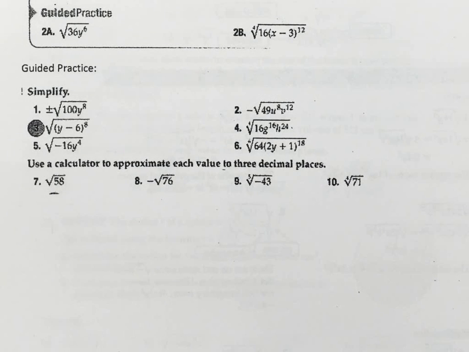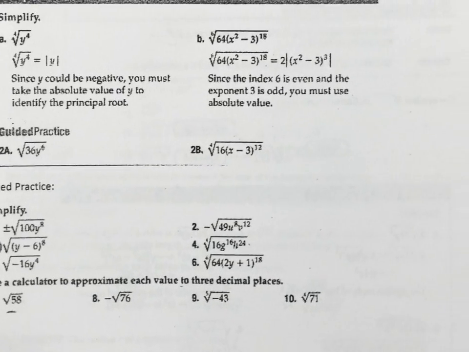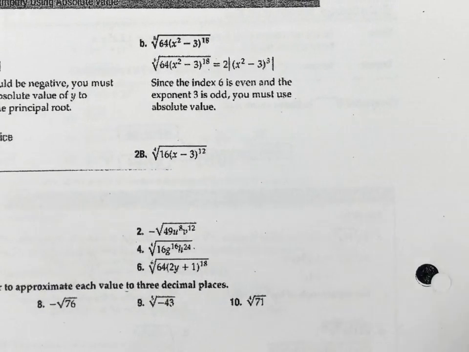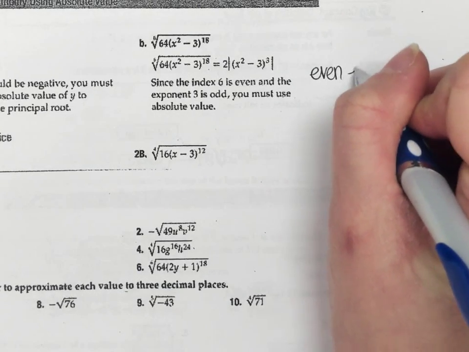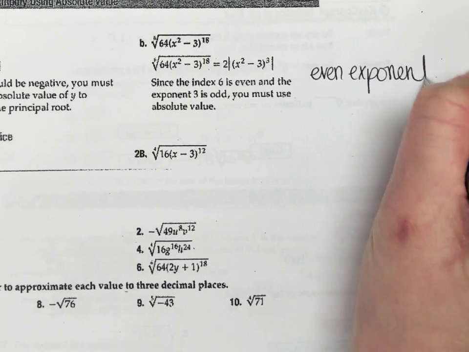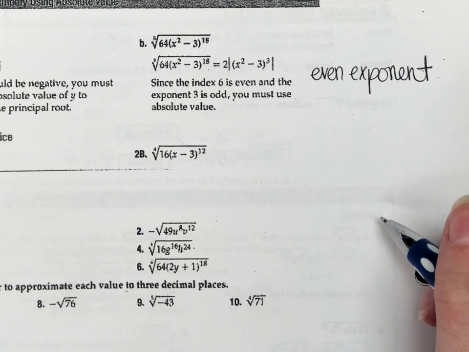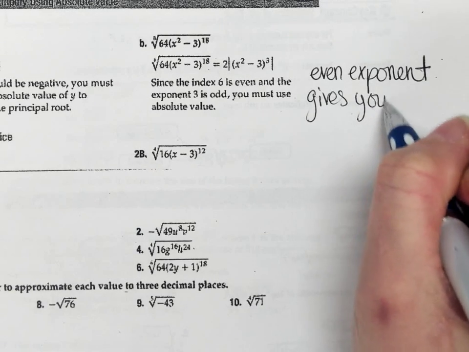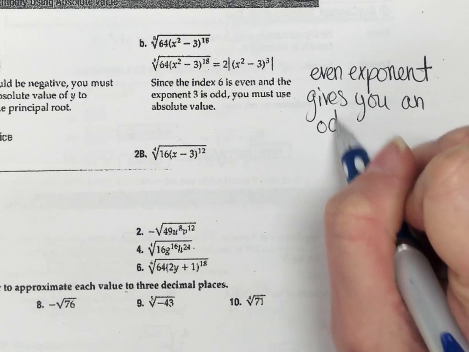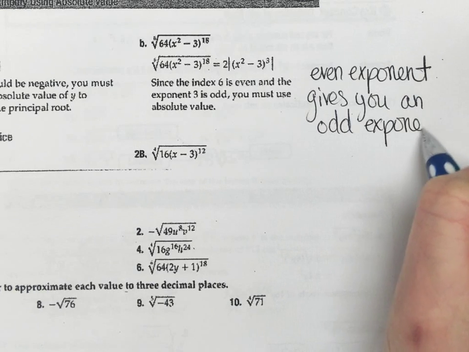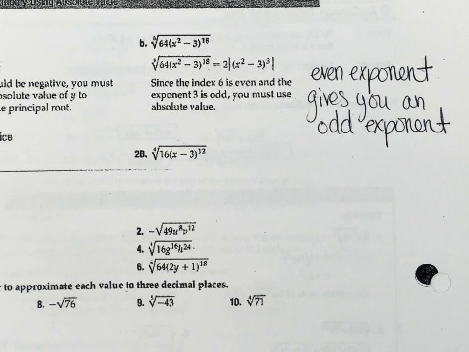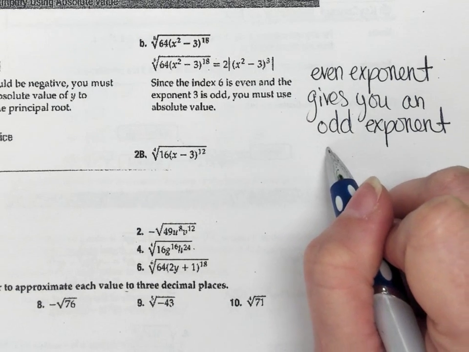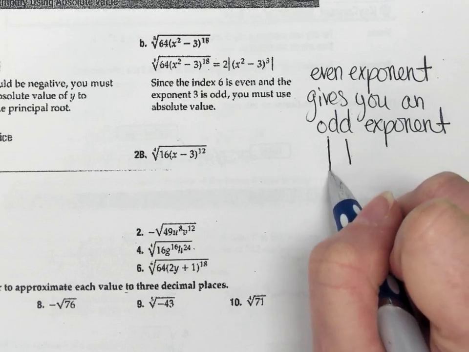Okay, now here is what you might want to make sure you write down, okay? This is a huge note somewhere you might want to write down. If you have an even exponent, and it gives you an odd exponent, and I'm going to explain what this means, okay? If you have an even exponent and it gives you an odd exponent, when you finish, you have to put absolute values.